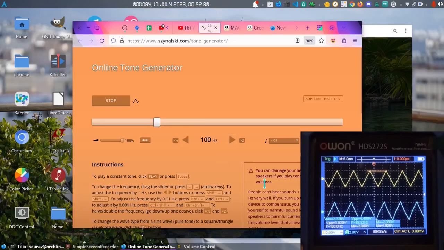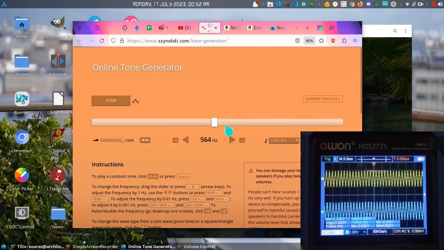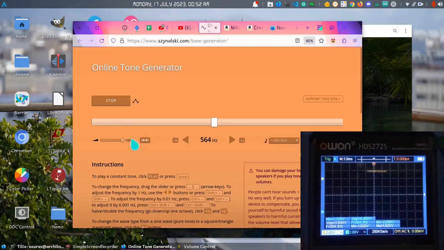Now we are at 100 Hertz, and you can see that we are getting straight triangle waves, right? But at 500 Hertz, let's see what happens. At 500 Hertz, both the Maono and the Soundblaster are looking the same. This is actually 564, by the way.